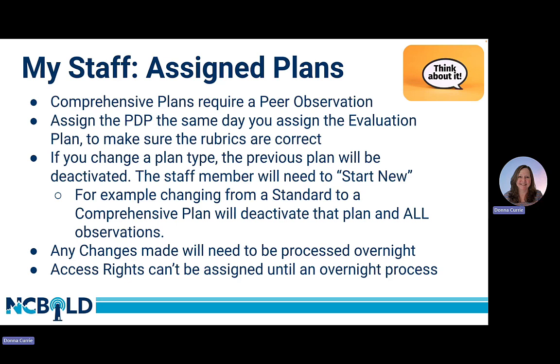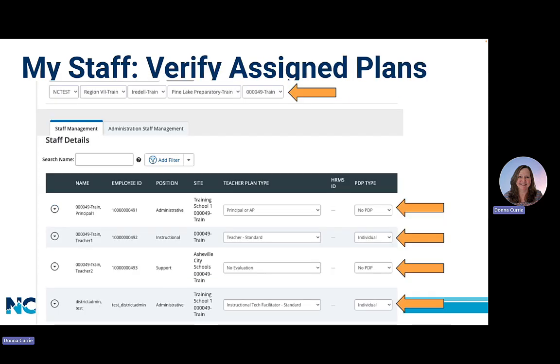Any changes made do have to be processed overnight. And access rights can't be assigned until that overnight process as well, because it doesn't register anyone to assign those, that anyone is on those plan types. So just be aware that when you're doing things in NCEES, it is going to take time. It's easier to get things correct the first time than have to go back and change them later because of those overnight processes. But just some things to really think about.